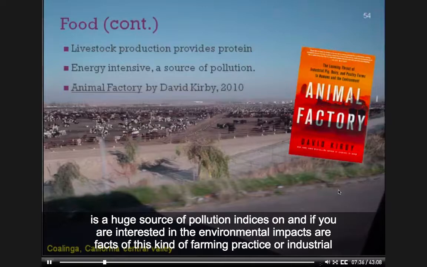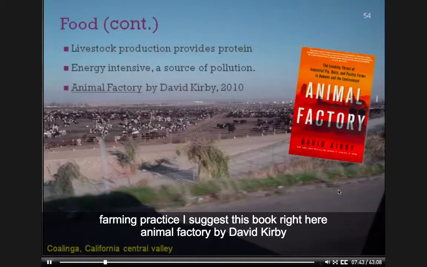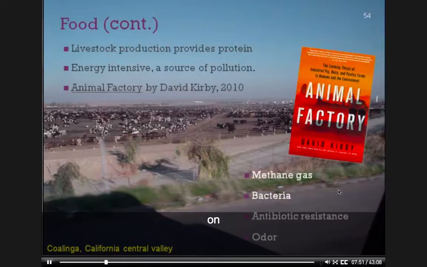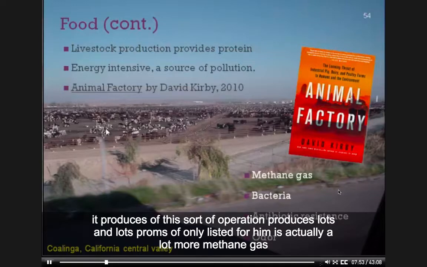And if you are interested in the environmental impacts or effects of this kind of farming practice, or industrial farming practice, I suggest this book right here, Animal Factory by David Kirby, which came out in 2010. This sort of operation produces lots and lots of problems. I've only listed 4 here. There's actually a lot more.